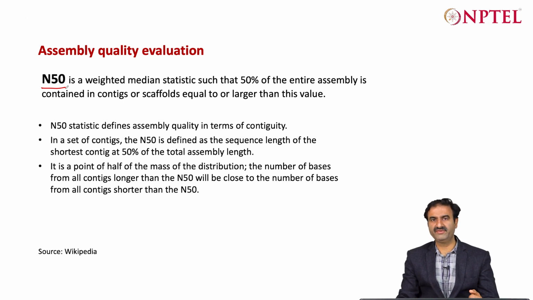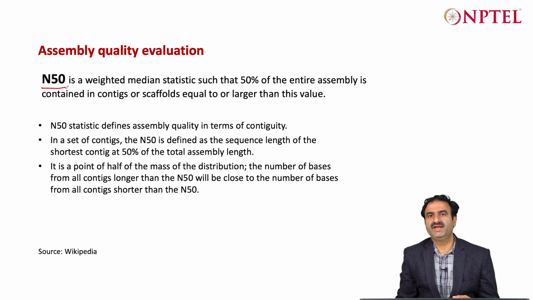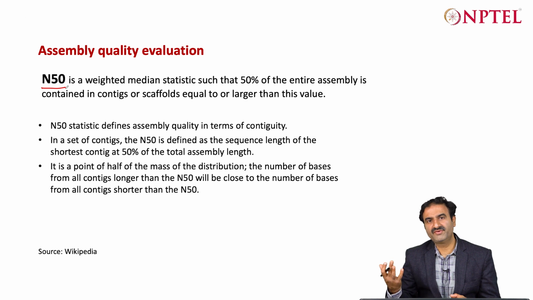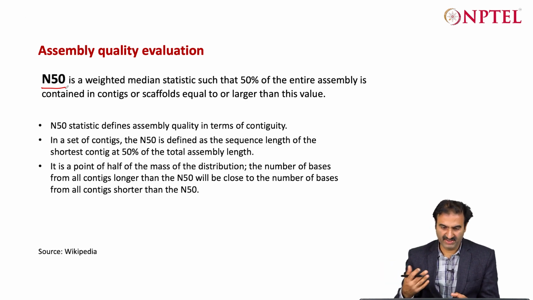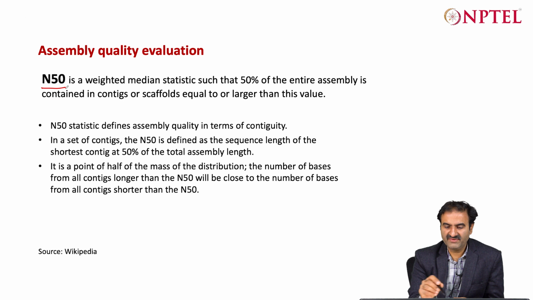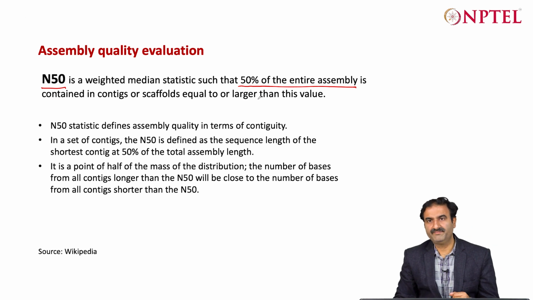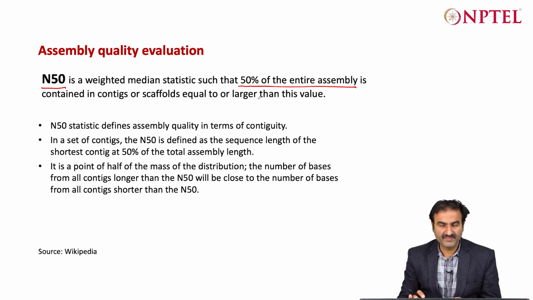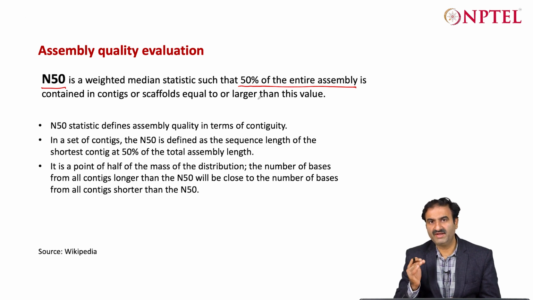This is the first thing that you'll ask, and it tells basically how big the contigs are in the genome and how big the contribution of large contigs is in the assembly that you have. So basically it is the median statistic, that means 50% of the entire assembly should be represented by the contigs which are equal or larger than this value. The idea is to see the number of contigs, and the median contig, which represents at least 50% of the assembly.